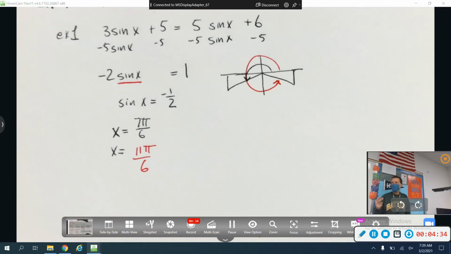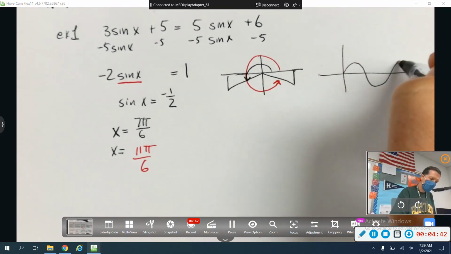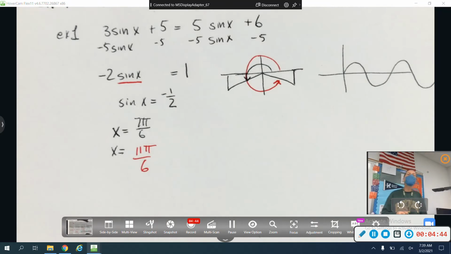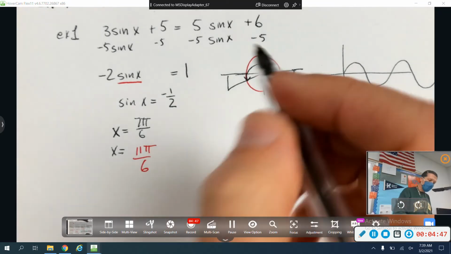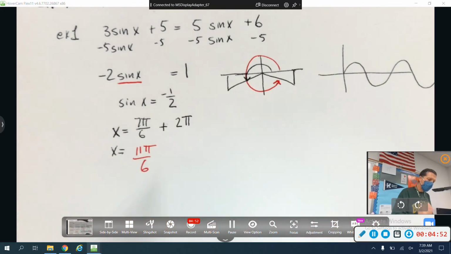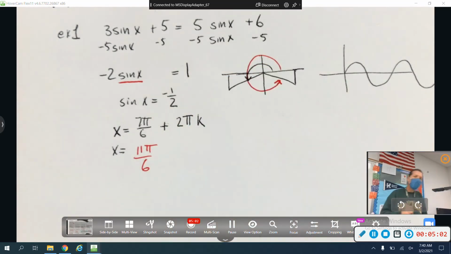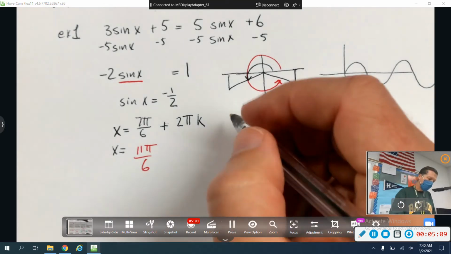But that's only 2 answers. If we graph this, I remember what the sine graph looks like. There's an infinite number of answers. The other answers come from spinning around more than once. So if we add 2 pi, that would get us another answer. And if we add 2 pi again, that would get us another answer. And if we add 2 pi again, that would get us another answer. So we're going to add 2 pi k, where k is an integer. So that basically means add 2 pi as many times as you like.